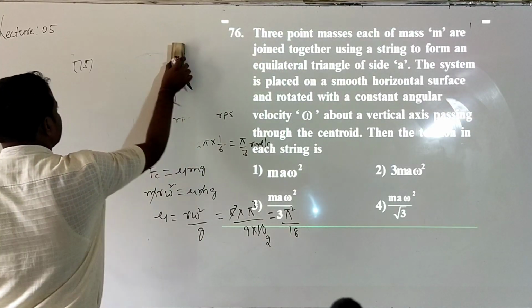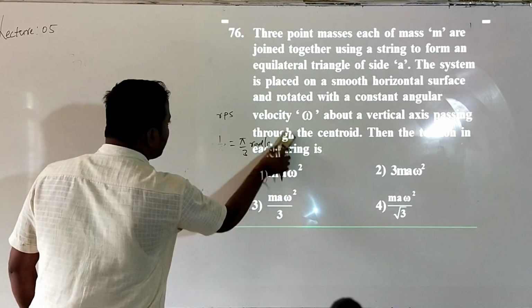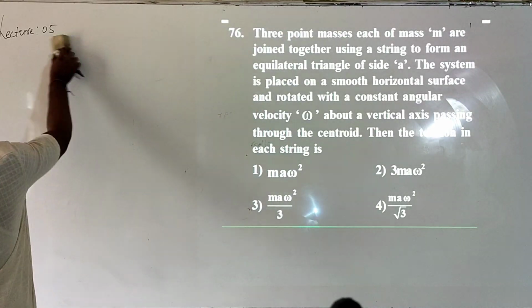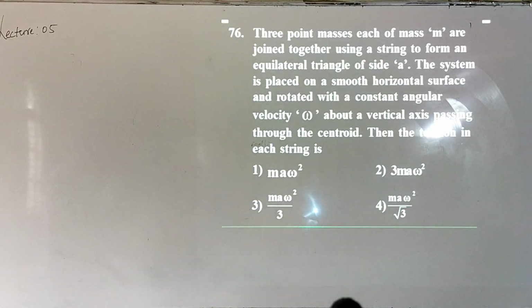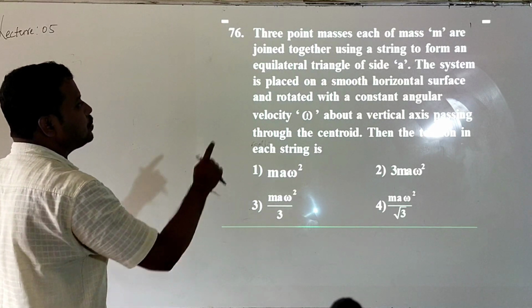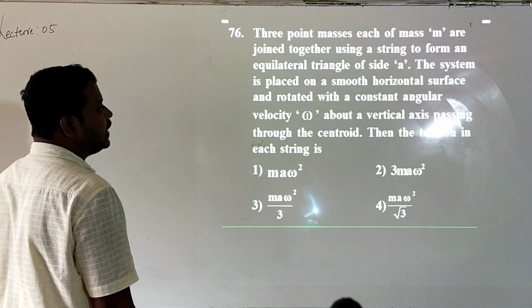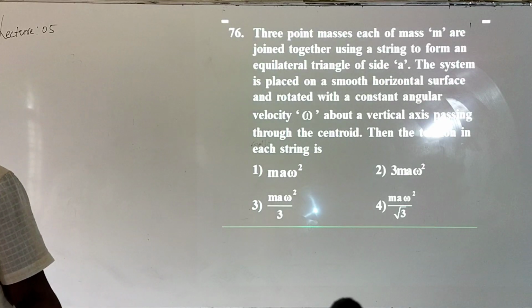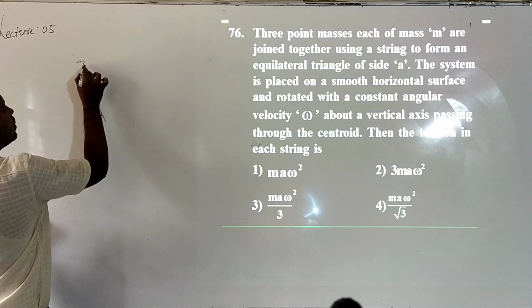Important question. What is this question? 3 point masses each of mass m are joined together using strings to form an equilateral triangle of side A. The system is placed on a smooth horizontal surface and is rotated with a constant angular velocity omega about a vertical axis passing through the center of it. Then the tension in each string is how much?